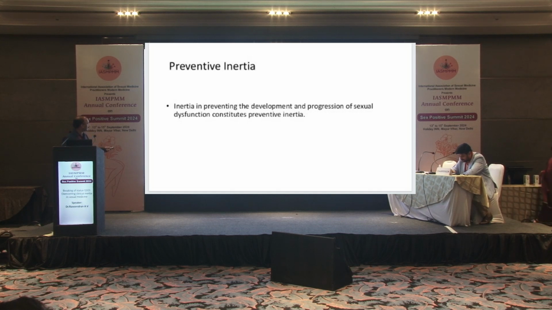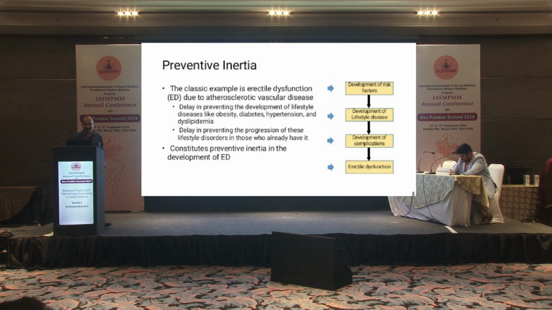Preventive inertia is the inertia in preventing the development and progression of sexual dysfunction in sexual medicine practice. The classical example is atherosclerotic vascular disease related erectile dysfunction. We know that there is development of risk factors first, then development of lifestyle disorders like diabetes, hypertension, dyslipidemia, then development of complications like atherosclerosis and vascular obstruction leading to erectile dysfunction. If we interfere at these stages, we can prevent the development of erectile dysfunction. If we fail to interfere at these stages, it is a classical example of clinical inertia in the prevention of erectile dysfunction.